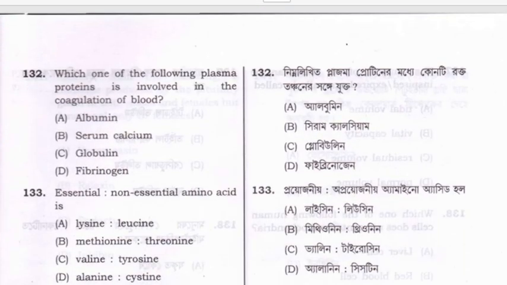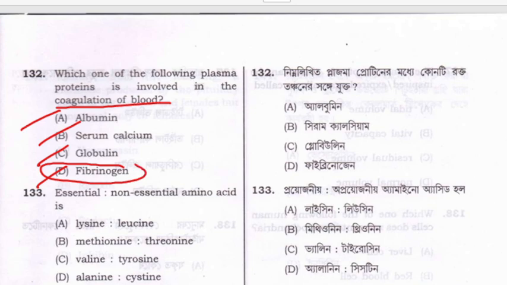Which one of the following plasma proteins is involved in coagulation of blood? Albumin, serum calcium, globulin, fibrinogen. Fibrinogen is responsible for blood coagulation.